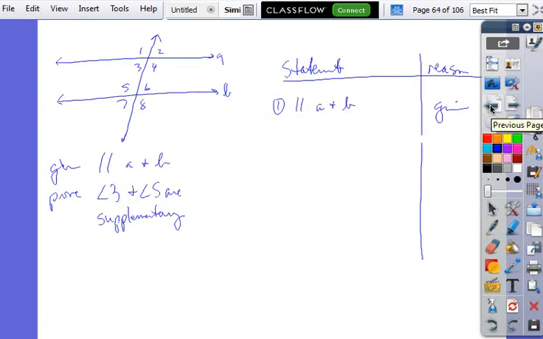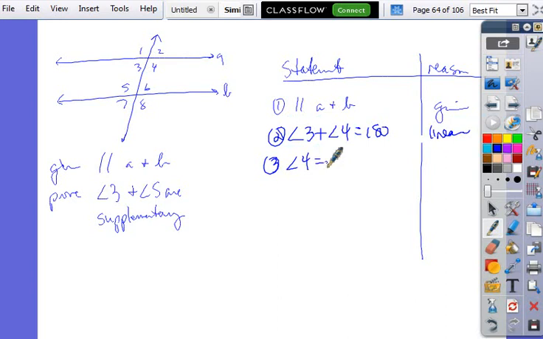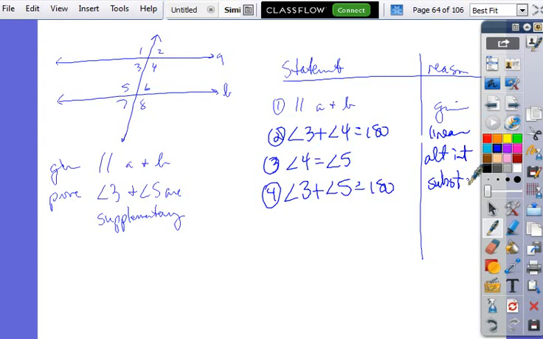What did we start with? 3 plus 4 is 180 because it's linear. And then angle 4 is equal to angle 5 because of alternate interior. So then I can substitute and say 3 plus 5 is 180 by substitution. And then angle 3 and angle 5 are supplementary by the definition of supplementary angles.